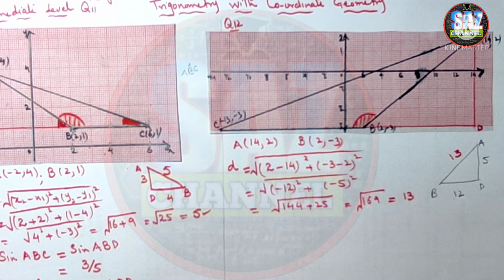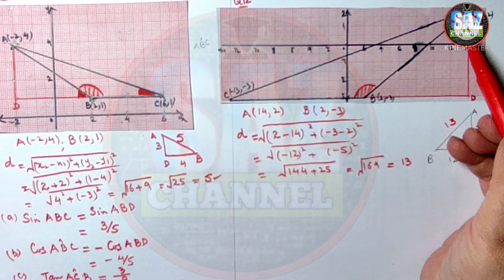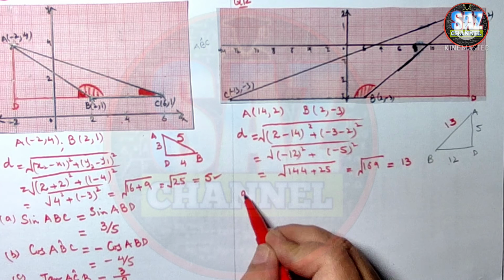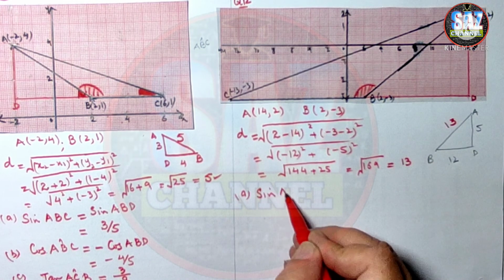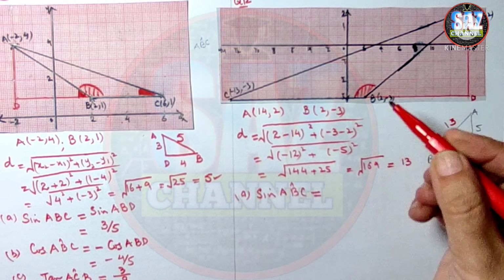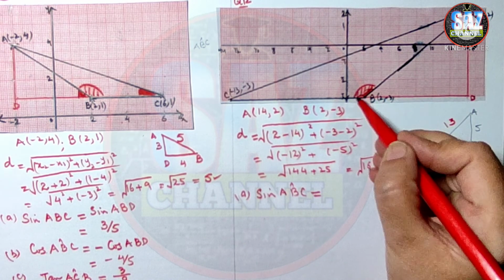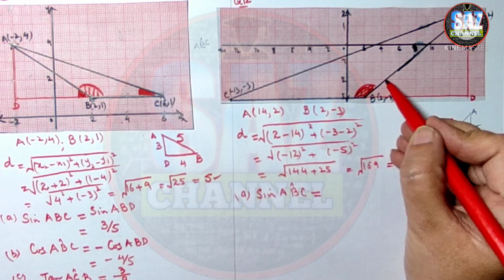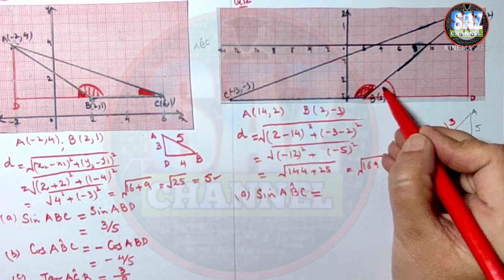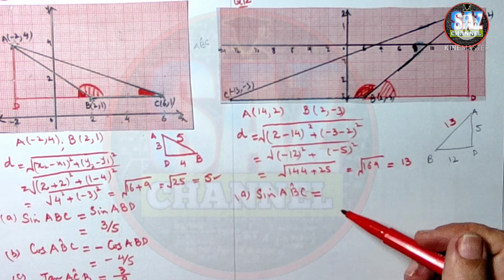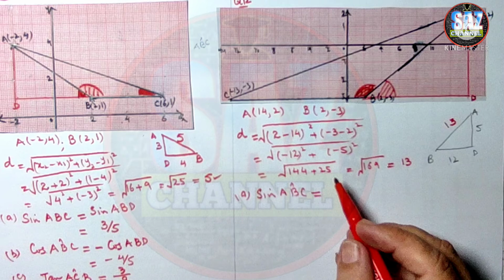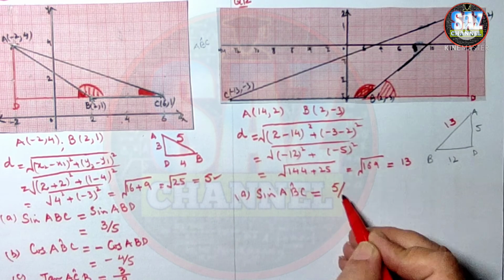Now let's talk about the actual requirements of the question, and the first part of the question is sin ABC. We need to find the trigonometric ratio sine, and the angle is ABC. In order to find the sine of this obtuse angle, we have to find the sine of the adjacent acute angle, and we know that the trigonometric ratio sine requires opposite upon hypotenuse, and it will become 5 by 13.